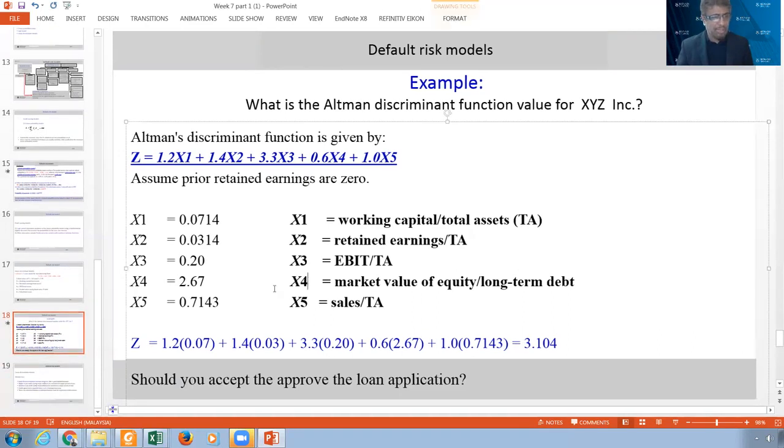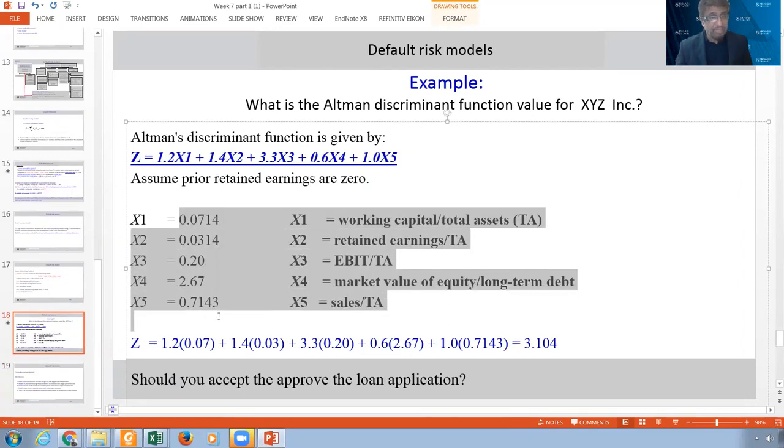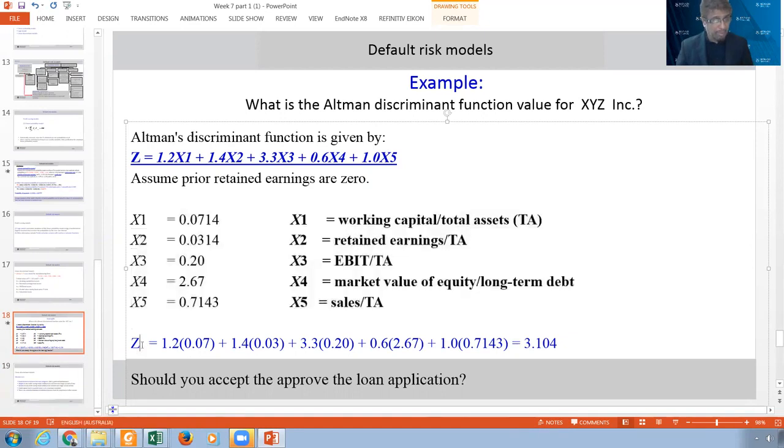I don't have the data, I just give you the data ready. I think you will discuss it in the tutorial. And I want you to understand that the z-value has 5 factors, and it has to be between 1.81 and 2.99 as a critical area. Over that, accept; below that, reject. Within that range of 1.81 to 2.99, you consider.